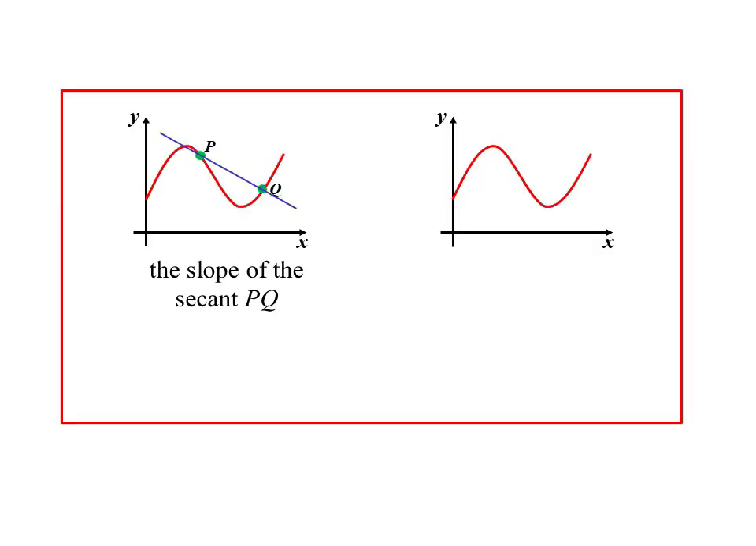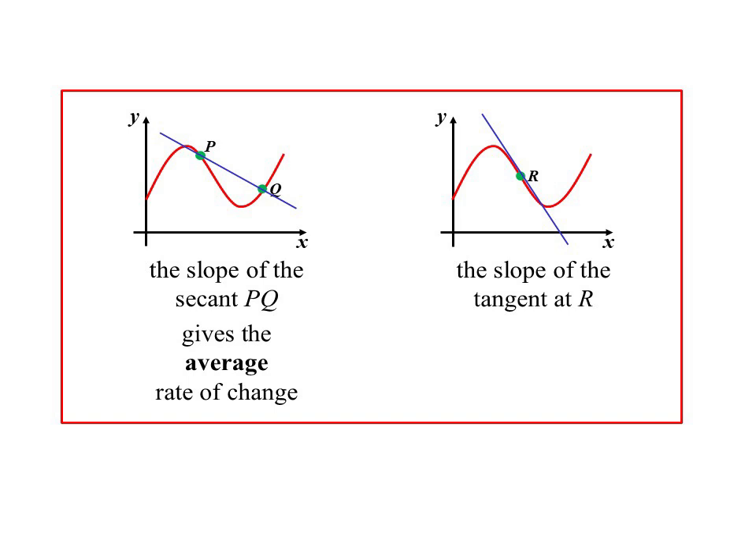If I've got 2 points on the curve, if I was to measure the slope of that secant, that would just be the average rate of change. Whereas if I just look at a particular point and find the exact slope of that tangent, that's the instantaneous rate of change. And often that's far more useful.